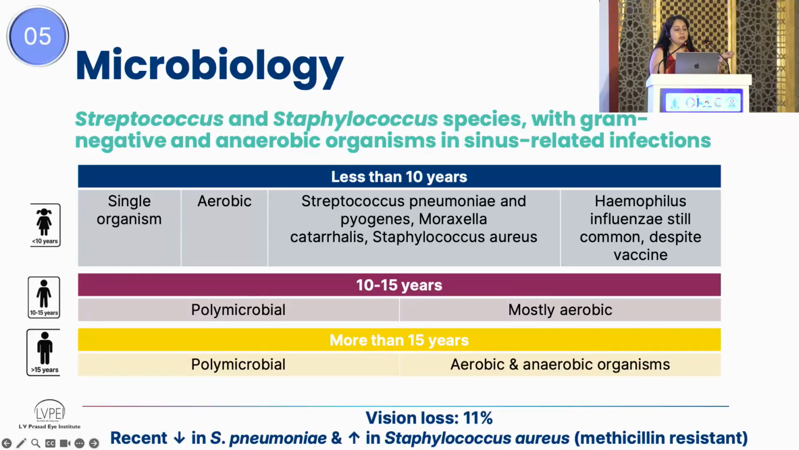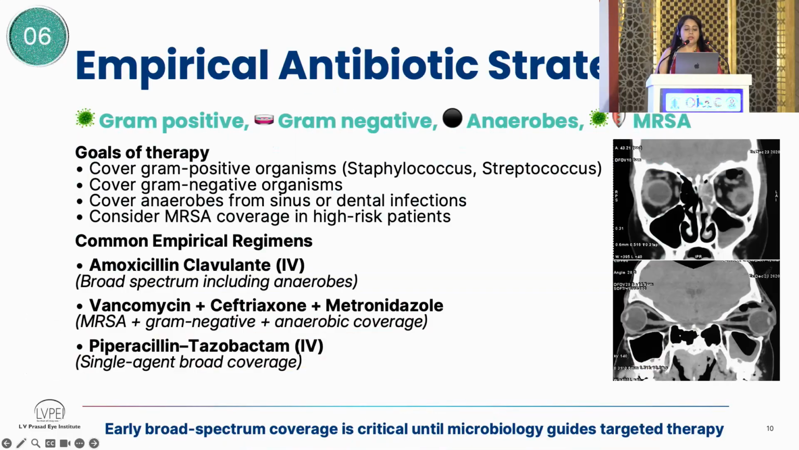Now, this is the typical microbiology. It is a little different between children and adults, and I've divided it into less than 10 years, 10 to 15 years, and over 15 years. And as you see, older children and adults tend to have polymicrobial infection, and they may also have anaerobic organisms. So that suspicion should be there when you're treating this subgroup. Versus that, in children, you largely tend to see a single organism, aerobic, largely a strep or a staph, sometimes Haemophilus infection, which is easily treatable by your run-of-the-mill antibiotics.